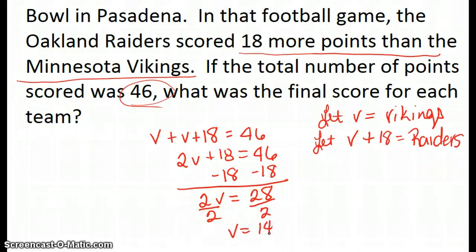So the Vikings scored 14 points. And the Raiders, 18 plus 14 is 32 points. And I think that Patrick Davidson figured out that was 3 field goals and 2 touchdowns. I have no idea on that, but I will trust him.